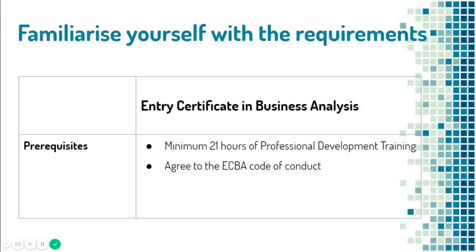Furthermore, each of these levels has its own requirements. For the entry level, you only need to meet 2 requirements. The first one is to attend a training program, which will enable you to document the minimum 21 hours of professional development training. And the second requirement is to agree to the ECBA Code of Conduct. So this is very easy to do. Like I said, it's targeted at those who don't have any experience of business analysis whatsoever.